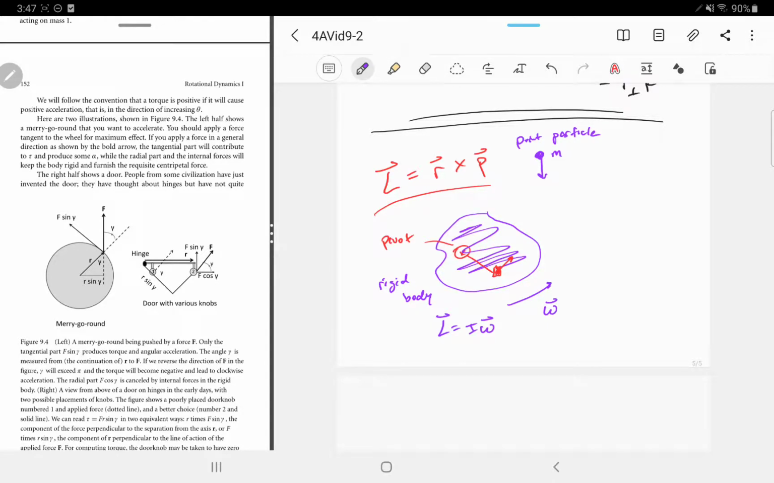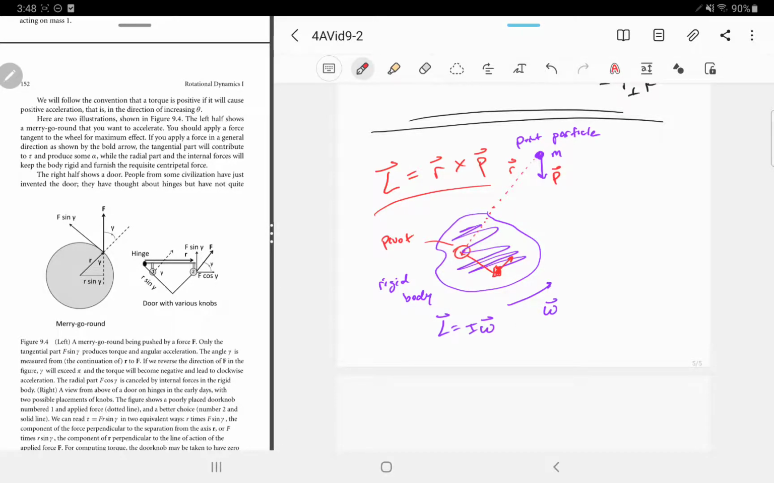L is pointing out of the page for the rigid body. The point particle has its own angular momentum, so you don't have to have a rigid body to have angular momentum. For the point particle, you have this vector r pointing from the pivot axis to the point of the particle, and then the particle has some momentum p. Here it looks like r cross p is pointing into the page. In this picture, the point particle has an angular momentum opposite in direction to the angular momentum of this rigid body.